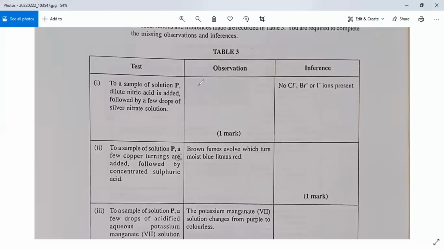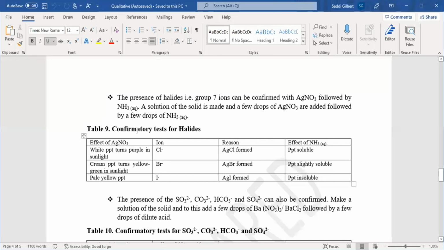So they have no observations, but what they say is that there is no chloride, no bromide, no iodide. Now, if you add silver nitrate and a halide, bromide, chloride, or iodide is present, then you must observe something. So let's see what you would observe. It says, well, not confirmatory test, but so you have the effect of silver nitrate. See it right here, effect of silver nitrate. So you get a white precipitate. See, you get a white precipitate there. Remember, precipitate is a solid. Then you get a cream precipitate. Then you can get a pale yellow precipitate.